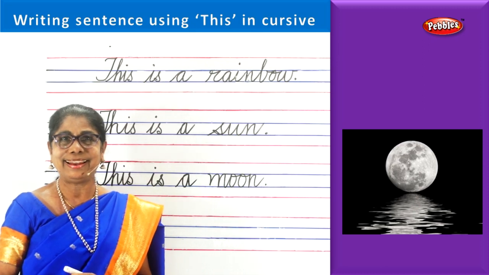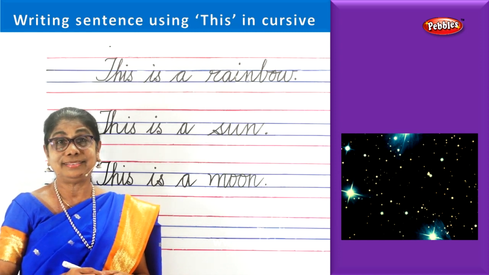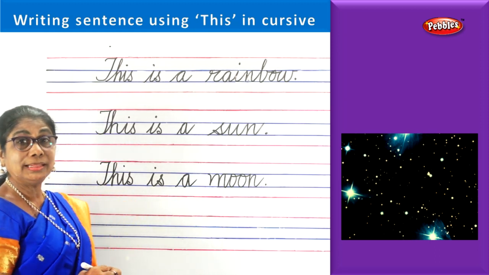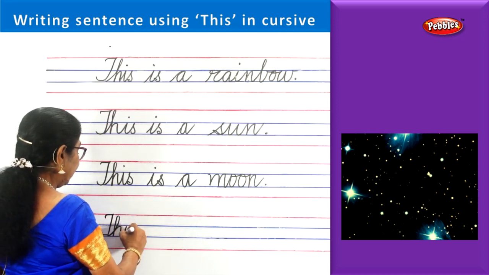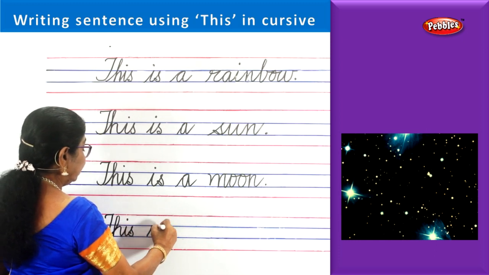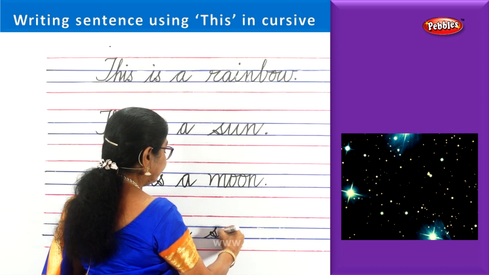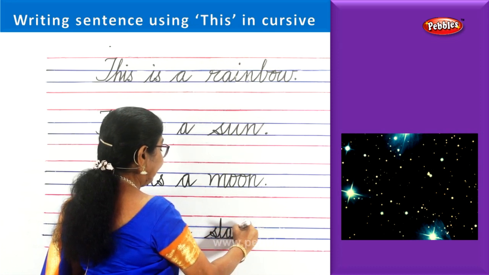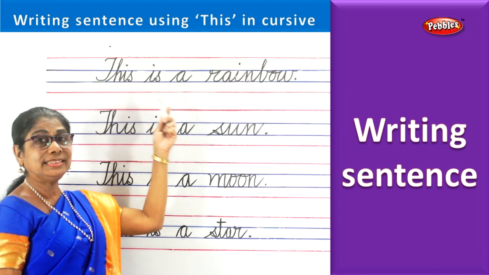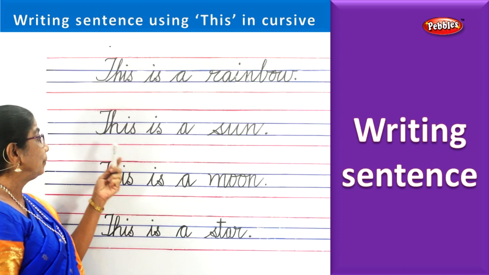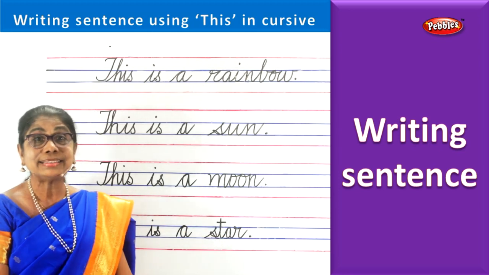What twinkles in the sky at night? Stars. When else you see star? You see star during festivals to hang at your door. This is a star. This is a star. S T A R. Star. All these things you see in the sky. This is a rainbow. You see the rainbow after the rain. This is a sun. Sun. This is a moon. And this is a star.